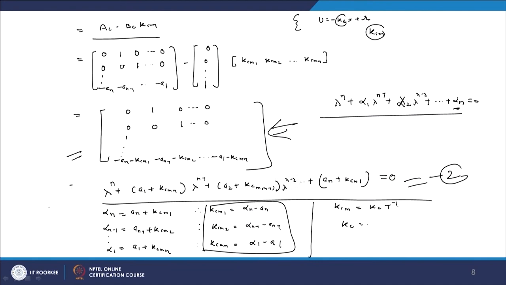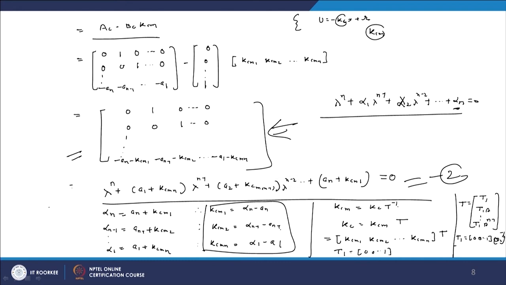form, and for the general form we require KC equal to KCM into T, and this KCM we can write down as KCM1, KCM2, KCMN into T. We have seen previously this T is equal to T1, T1A, T1A raised to n minus 1, and this T1 is equal to 0 0 1 into QC inverse, that is controllability inverse. I am again writing down here this T1 as 0 0 1 into QC inverse.